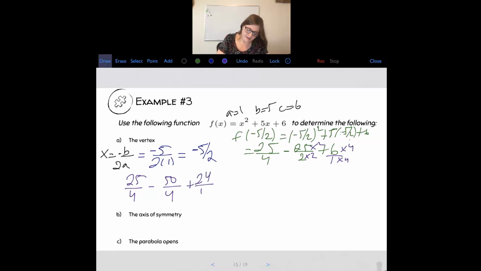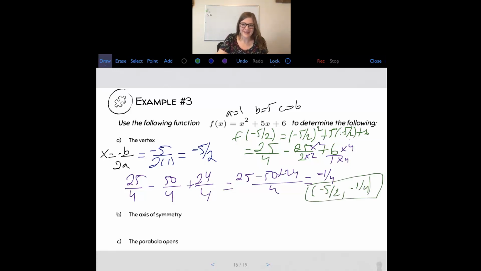Okay. And so now we have 25 minus 50 plus 24 over 4, which if we simplify, 25 minus 50 is negative 25 plus 24, so negative 1/4. Okay, so my vertex here is negative 5 over 2, comma negative 1/4. And it's okay to have fractions there. The axis of symmetry is x is negative b over 2a, so it's the same as the x-coordinate of the vertex. And since a is positive, this opens upward.